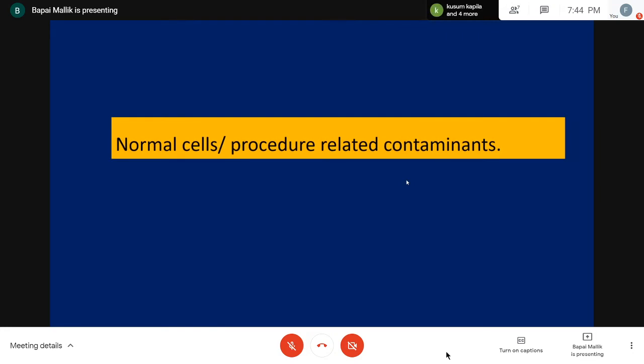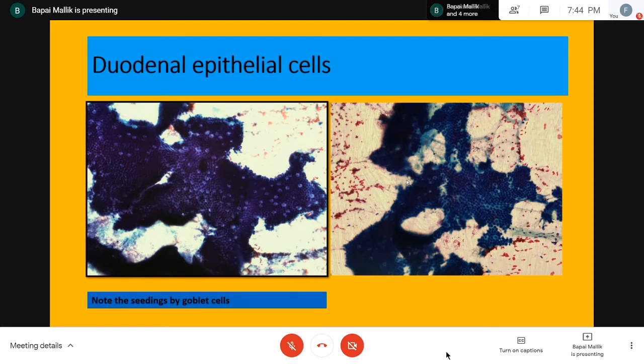So, first of all, let us look at the normal cells and the various procedure-related contaminants. As I said, this is extremely important. First one on the list are duodenal epithelial cells. Now, duodenal epithelial cells, you get a very good clue when you look at them at low magnification. The clue comes from the fact that these are the sheets of goblet cells, these structures here, which are present on the sheets of duodenal cells. So just by looking at this particular sheet at this low magnification, you know that this is duodenal epithelium.